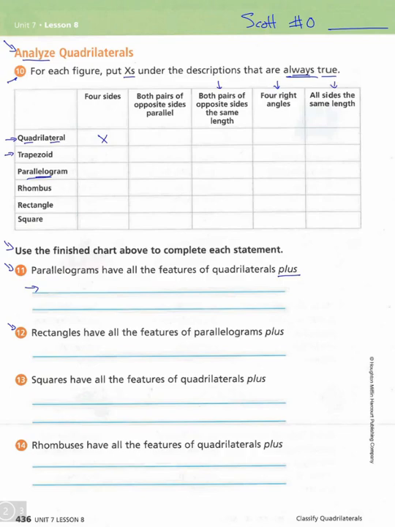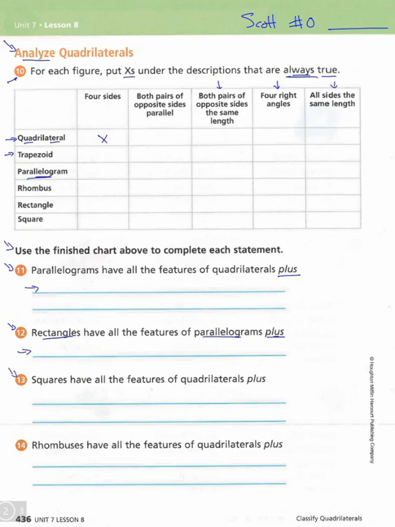All right, so let's go on and look at number 12. Number 12 says that rectangles have all the features of parallelograms plus, okay, so same thing. What are the additional things that rectangles have that parallelograms don't? So again, go ahead and list all those things there. And when you're ready to go, let's go on to number 13.